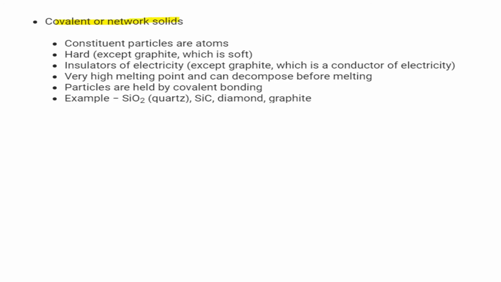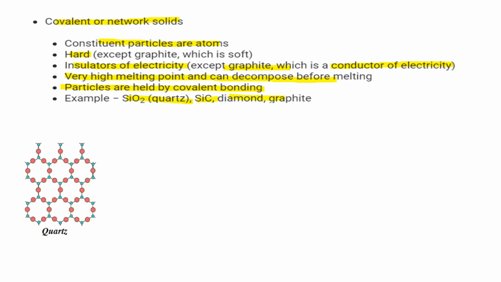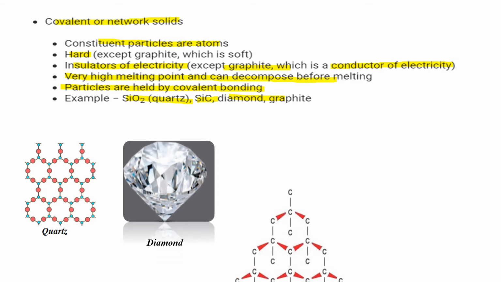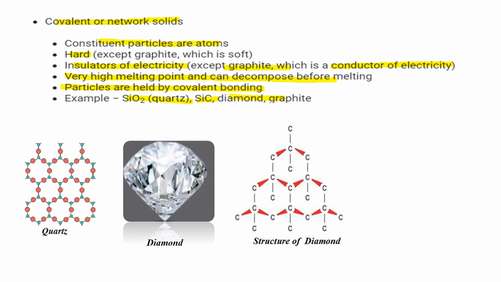And now covalent or network solids. The constituent particles are atoms, and they are hard insulators of electricity, except graphite, which is a conductor of electricity. They have very high melting points and can decompose before melting. Particles are held by covalent bonding. Examples: SiO2, SiC, diamond and graphite. This is an example of a covalent or network solid, and another example is diamond, and this is the structure of diamond.